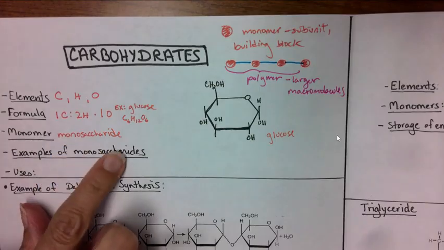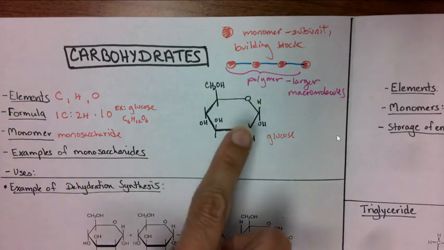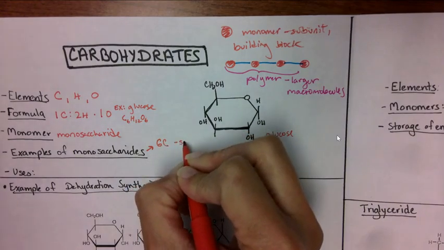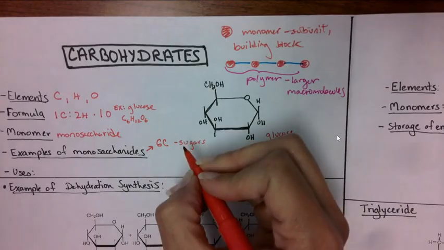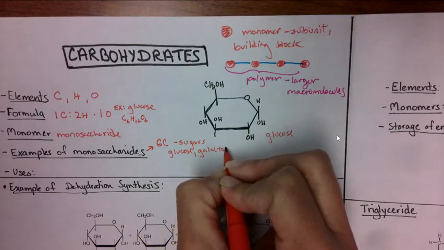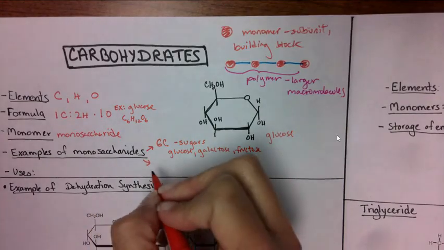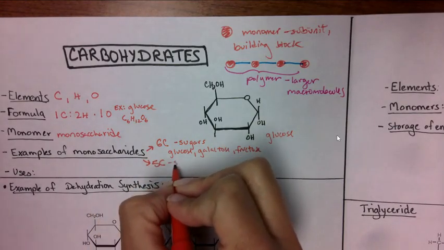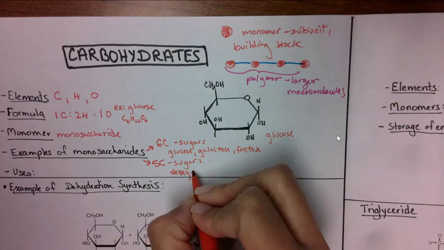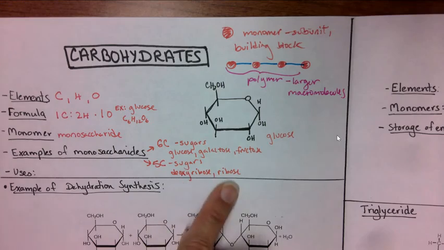Mono means one, saccharides means sugar. So examples of monosaccharides can include 6 carbon sugars, like this molecule. And I'm going to write 6C for carbon sugars. An example of those types of monosaccharides are glucose, galactose, and fructose, among many others. Other monosaccharides sometimes are only made up of 5 carbons. So 5 carbon sugar examples include deoxyribose and ribose sugar, which are the sugars found in DNA and RNA specifically.